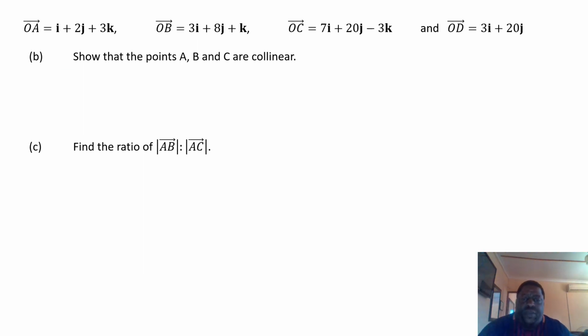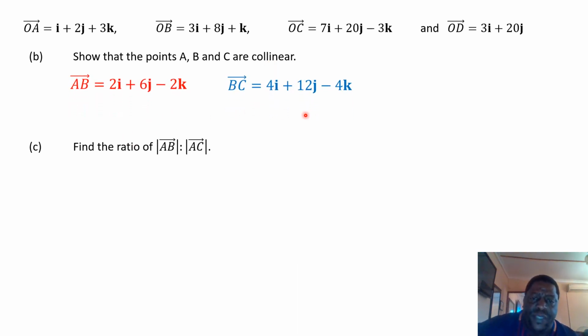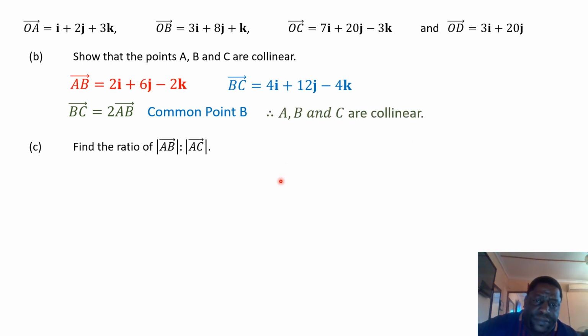Then bring your vectors back. It says show that points A, B, and C are collinear. AB is equal to that. BC is equal to that. And BC is twice AB. If you look at BC, it's 4i, 12j, 4k. So it's twice AB. Since BC is twice that, it means they have a common point B, and they are therefore collinear. So A to B, which we have determined, is equal to i plus 6j minus 2k.